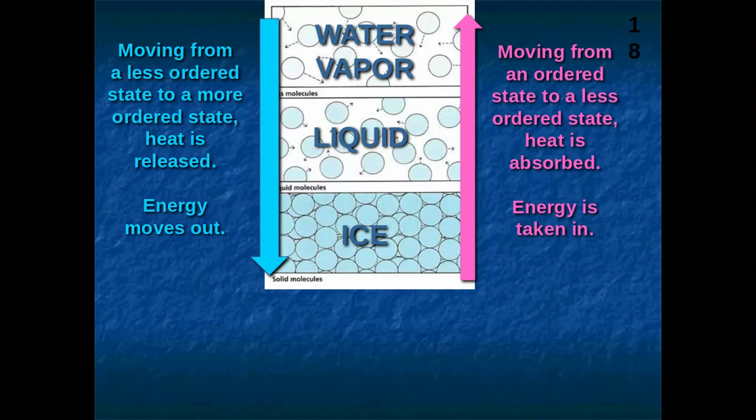So if you look now at the right-hand side of your screen, the pink line, here we say that energy is being taken in. And so we start with the solid or the ice. We add a little energy to it. Now it becomes a liquid. And we add more energy to the liquid, and now it becomes vapor.